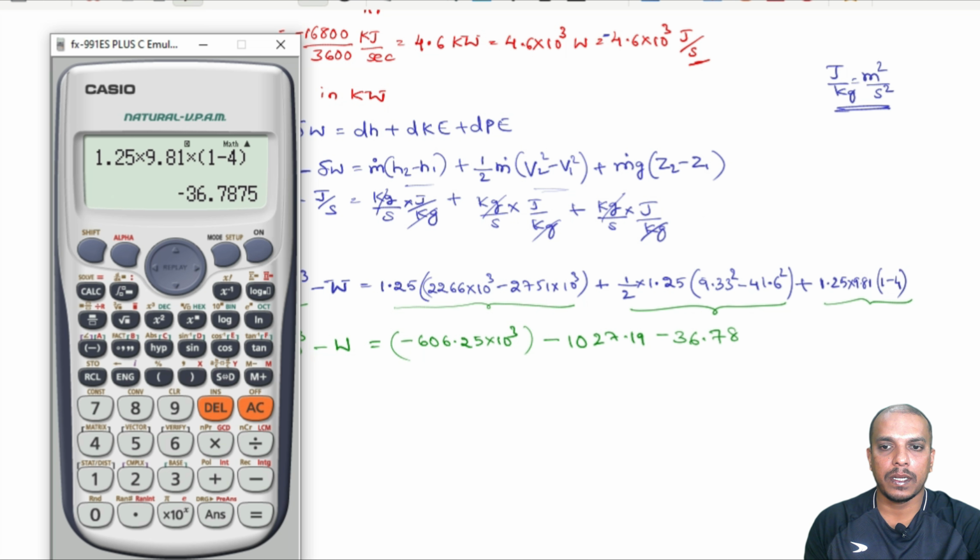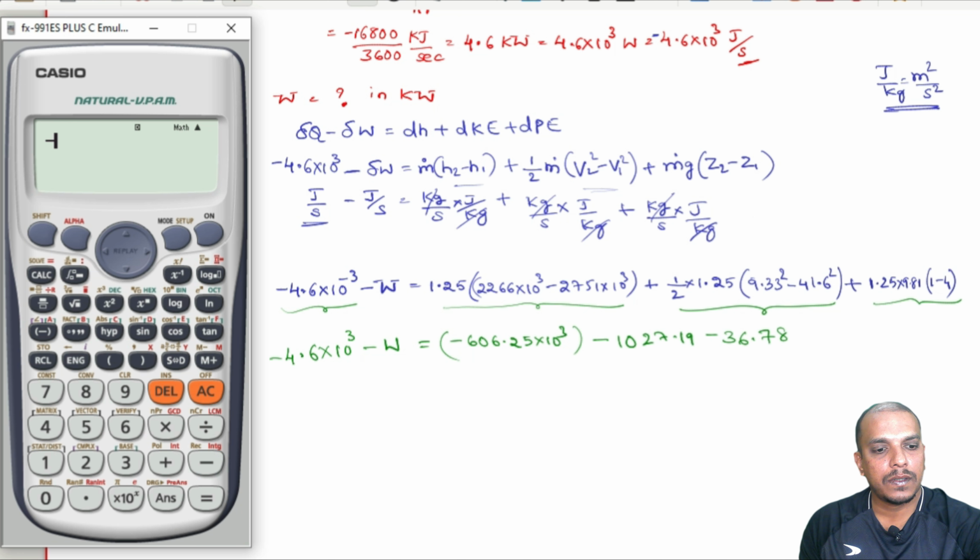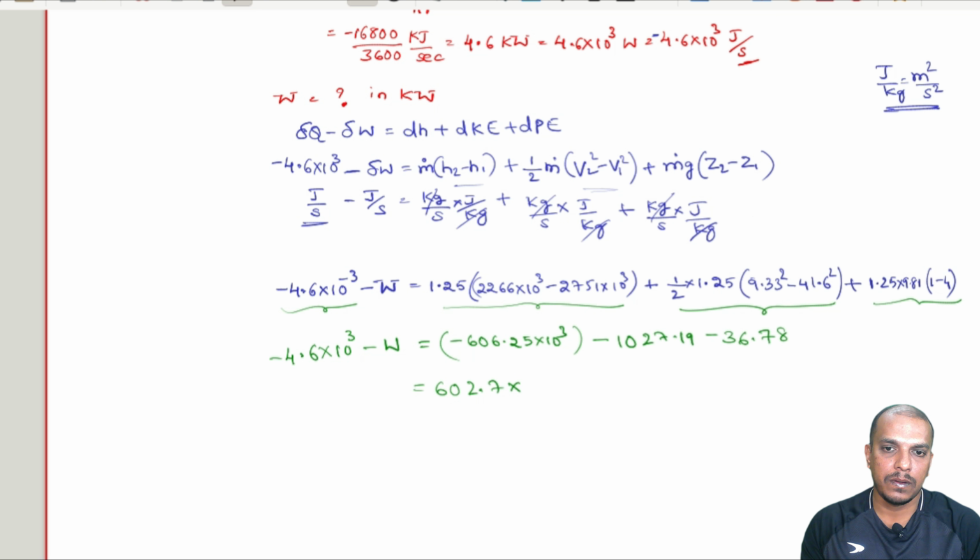Now the only unknown is W, we must be able to get it. So let us do this. Minus 4.6 into 10 power 3 minus the unknown, I am gonna write it as alpha x. Now alpha equals minus, that is, I will open a bracket, minus 606.25 into 10 raised to 3 minus 1027.19 minus 36.78. Now we can solve for x is equal to 0. We have this answer which is 602.7 into 10 power 3.